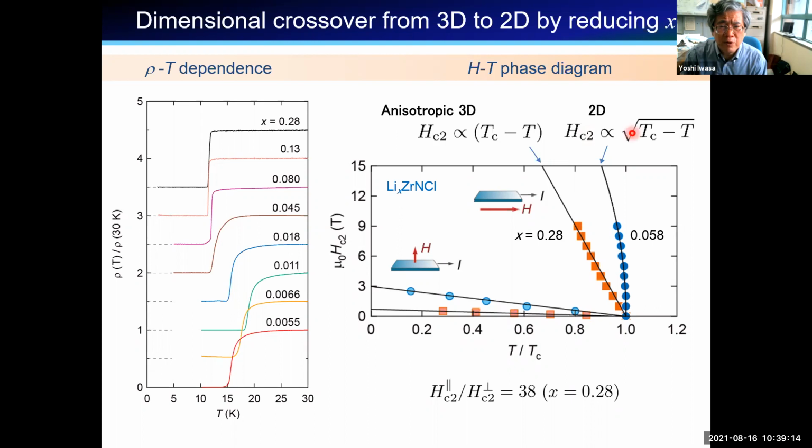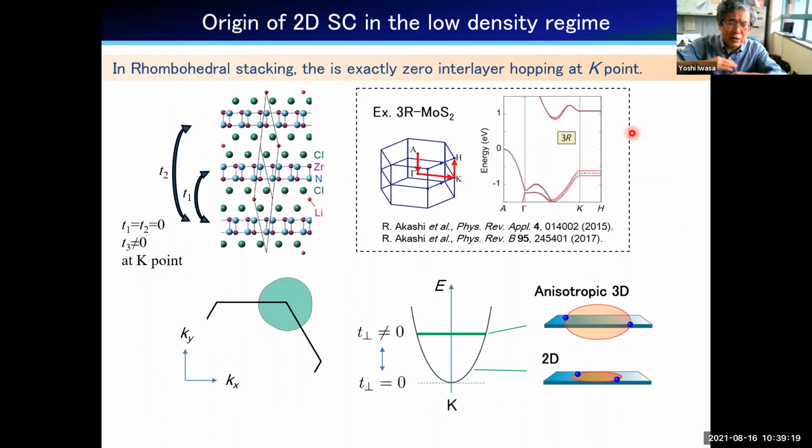This is one important thing. But why? This is still a layered material, multi-layer. There should be interaction between the layers. Why? So this hint was given by this theory group. They have been investigating the 3R structure of MoS2, which is a different material, but the stacking pattern is the same. This is also rhombohedral. Our stacking is also rhombohedral. They said that at the K point, interlayer hopping is exactly 0.